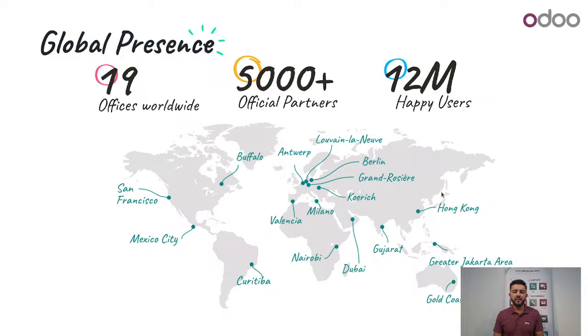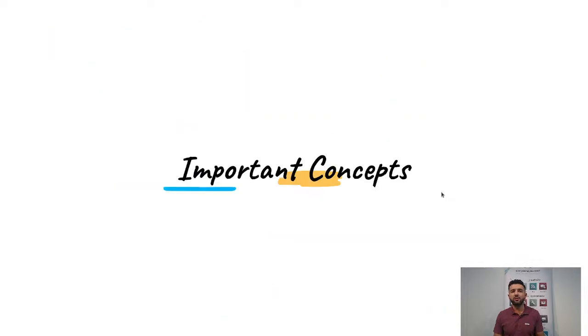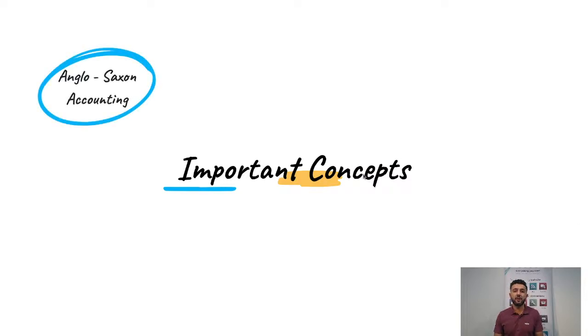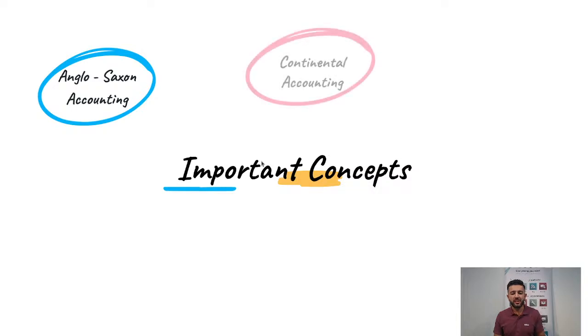So, with that being said, let's now look at the key concepts which we are going to be looking at in this webinar. The first thing we're going to look at is the Anglo-Saxon accounting method, also known as the cost of sales method. This recognizes expenses when the goods are sold rather than when they are purchased. In contrast, we have the continental accounting method, which is also called the purchase method, which recognizes expenses at the time of purchase, regardless of when the items are going to be sold.